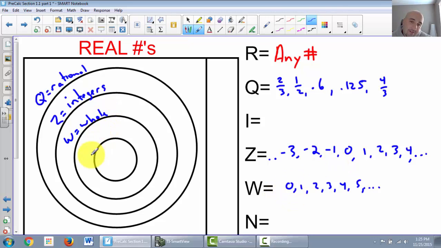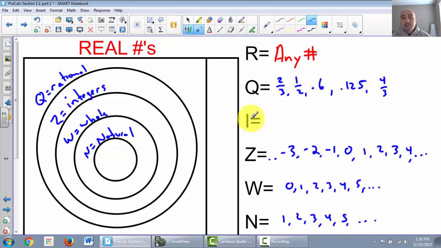Okay, and then the last circle in this middle are your N, and that stands for natural numbers. And I'm sure you've talked about this at some point, but it's good to remind yourselves about some things. And natural numbers are almost like wholes, but it gets rid of the 0. So 1, 2, 3, 4, 5, and so on. All right. So each one gets more and more condensed in what it actually contains.